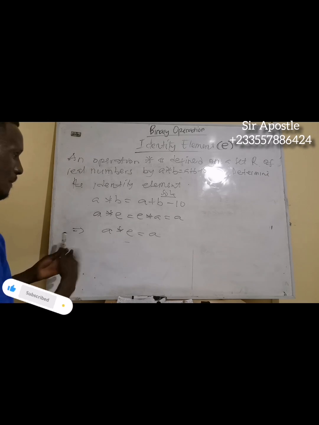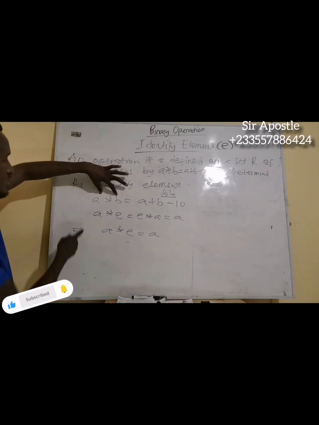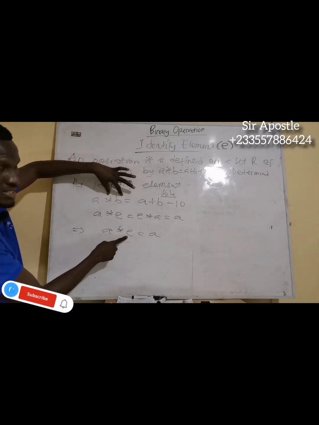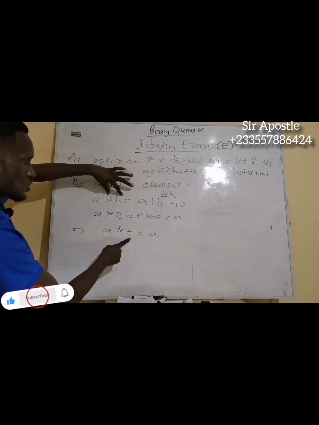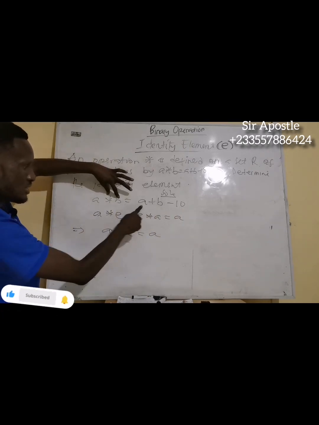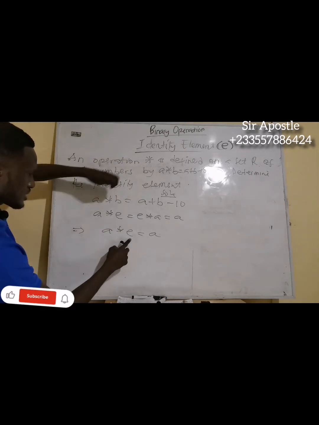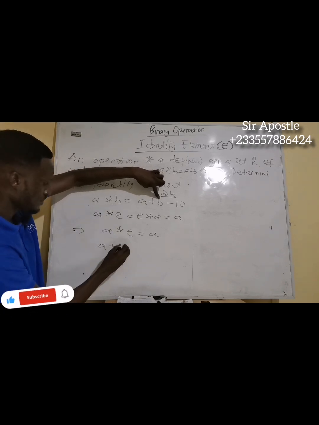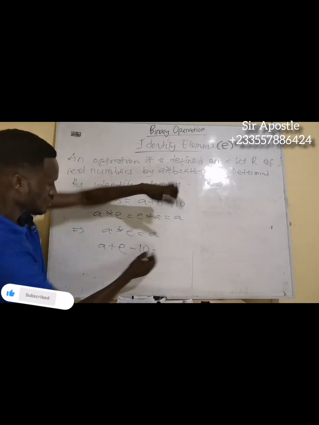Now at this point we have to compare. When you compare this one to the binary operation here, it means A is the same as A, B is the same as E. So where I see A in this expression, I'm going to put A there. Where I see B in this expression, I'm going to put E there. So this expression is the same as A plus B, and B is the same as E. So I have A plus E minus 10, and this is supposed to be equal to A.